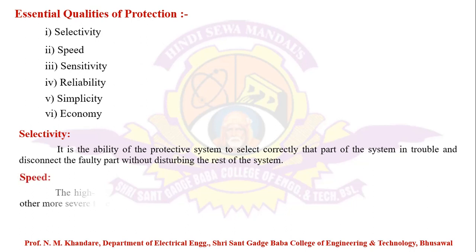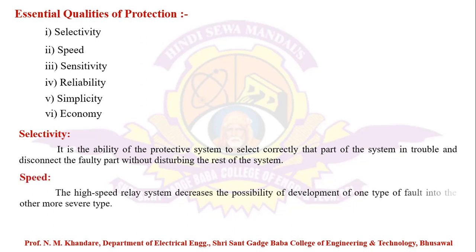Next is the speed. The speed of operation must be as minimum as possible, because when a fault occurs on the system, it creates voltage imbalance as well as current imbalance. In case of an open circuit fault, the voltages will increase beyond the limits, and in case of a short circuit fault, heavy currents flow through the circuit. So there are various effects of high current as well as high voltage on every equipment.